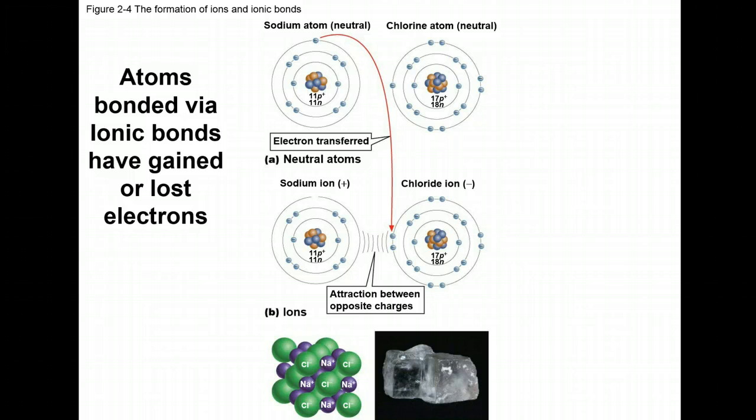Oppositely charged ions that are attracted to each other are bound together in a molecule by ionic bonds. The ionic bonds formed because of an attraction between the positively charged cation and the negatively charged anions. Opposite charges attract.